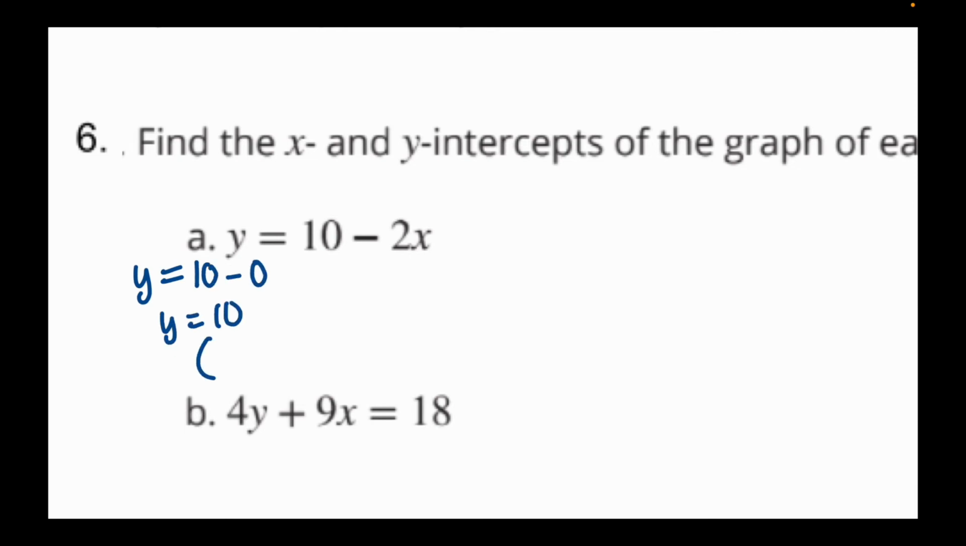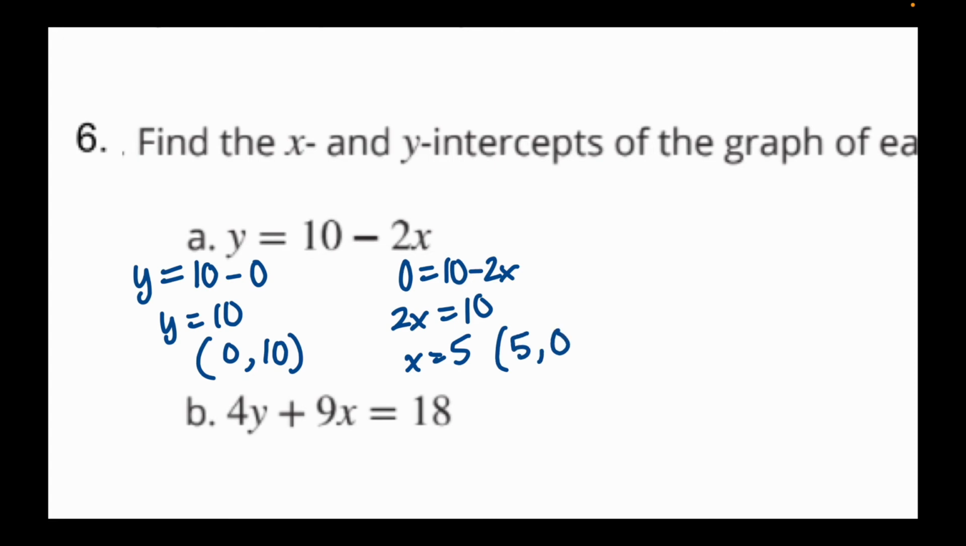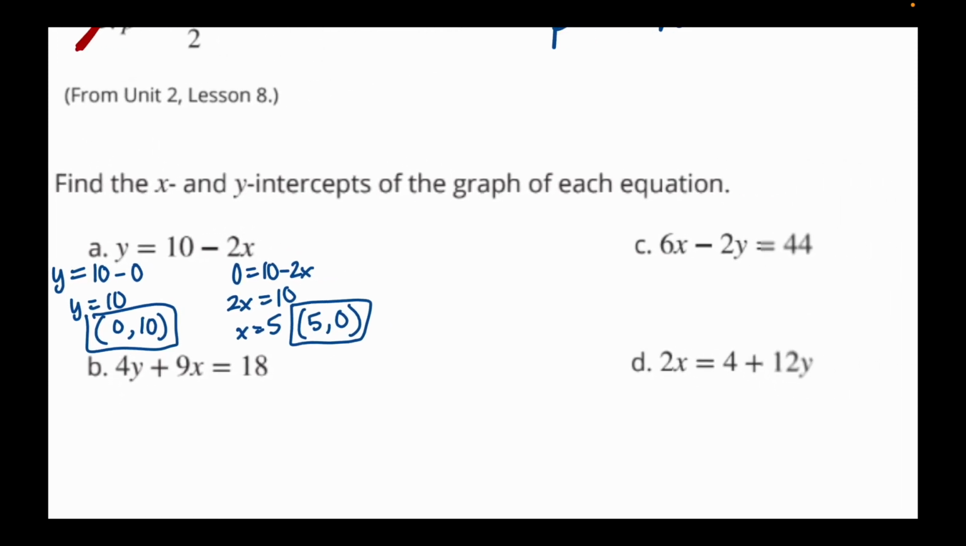So the y-intercept here is 0, comma 10. And then for the x-intercept, we're going to have 0 equals 10 minus 2x. Add 2x to both sides, and then you'll get that x is 5. So this means 5, comma 0. And that would be the x-intercept, and the one on the left here is going to be the y-intercept. So plugging in zeros is the easiest way to find your intercepts.